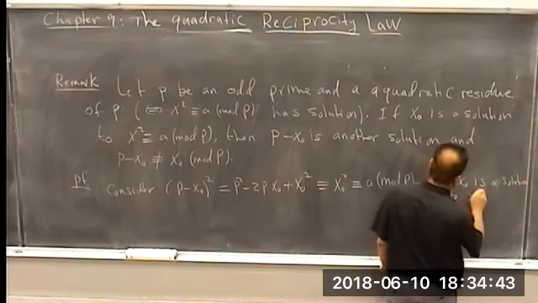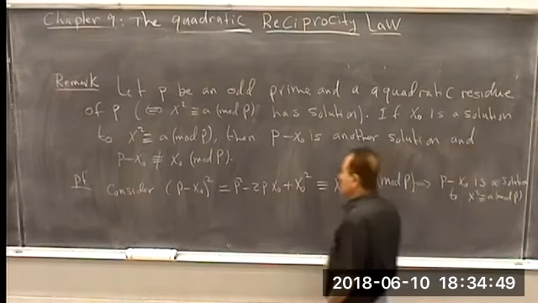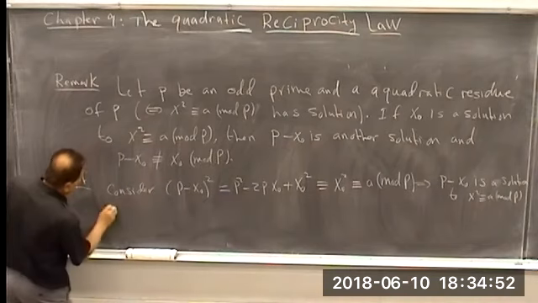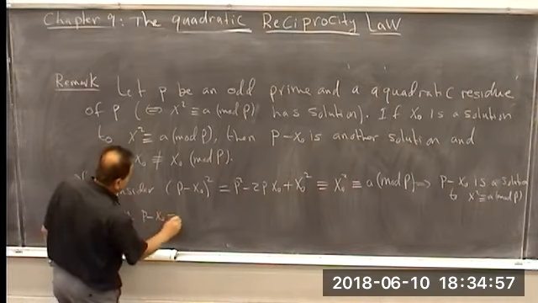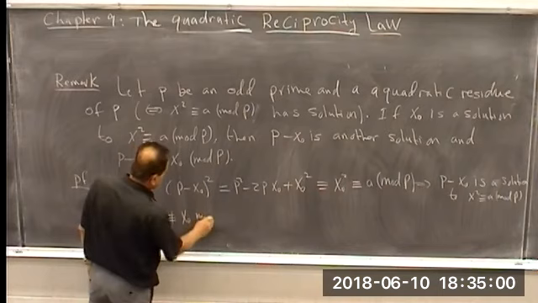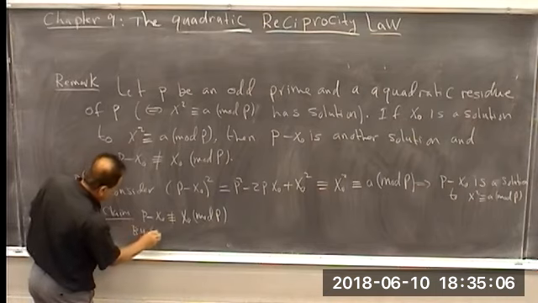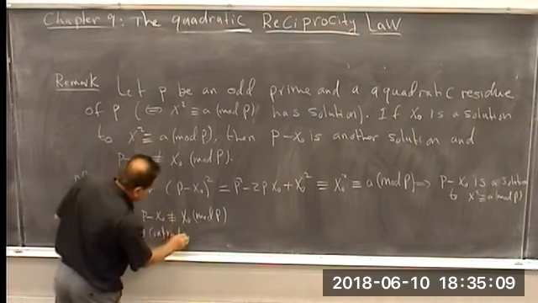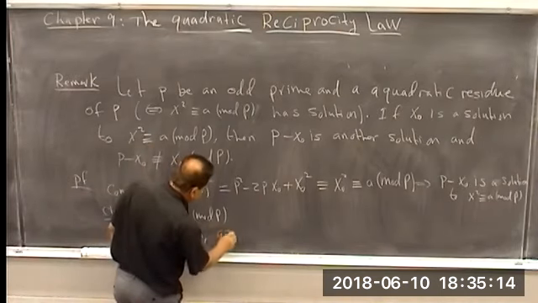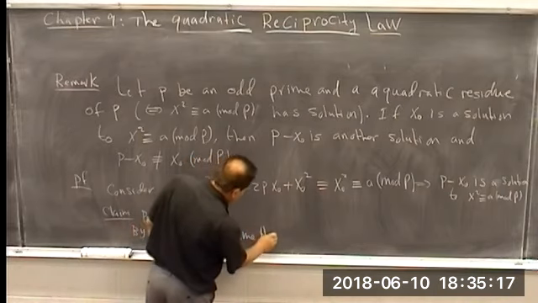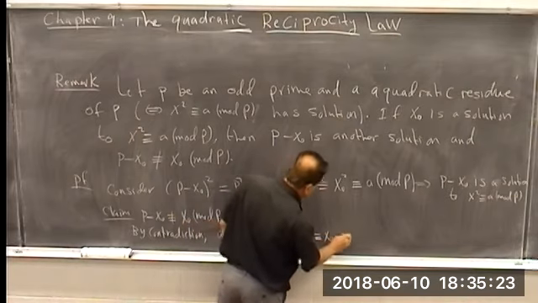To x squared congruent to a mod p. Now, the other thing is we're going to show that p minus x sub 0 is not congruent to x sub 0 mod p. We're going to do this one by contradiction. So you assume it is. p minus x sub 0 is congruent to x sub 0 mod p.